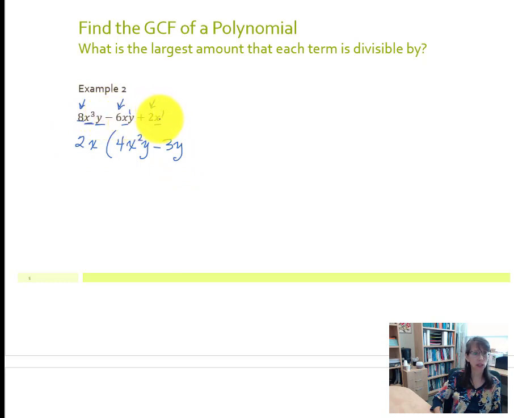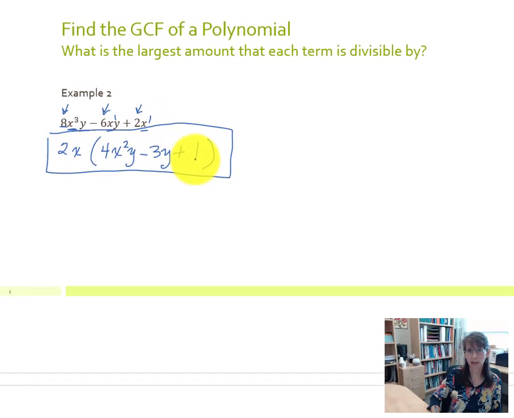And finally, the last term. We started with 3 terms, so we must also have 3 terms in this parenthesis. It looks like 2x already matches 2x. They both are positive, so a positive 1 is the necessary placeholder. If you do not write plus 1, you would never be able to distribute and therefore create that last term. So positive 1 is a very important placeholder when factoring. Here is our completely factored answer.